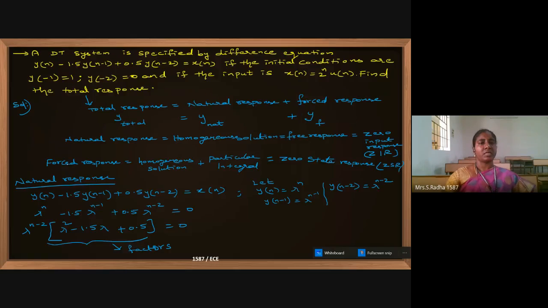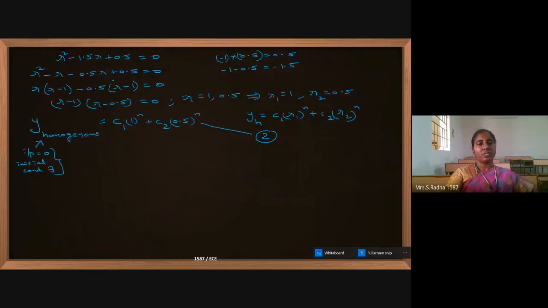I have initial conditions. If you see, y of minus 1 equal to 1, y of minus 2 equal to 0. So in this, y homogeneous of n is in equation 2. What is y of minus 1? Wherever n is there, I have to put minus 1.